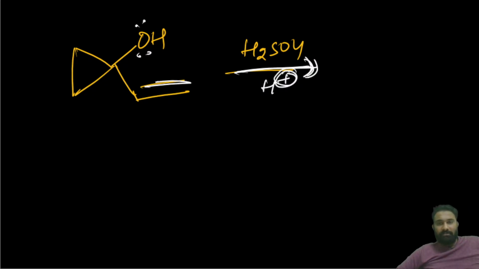Tell me, which one will abstract the H plus very fast? The alkene will abstract the H plus very fast, or the OH will abstract the H plus very fast?